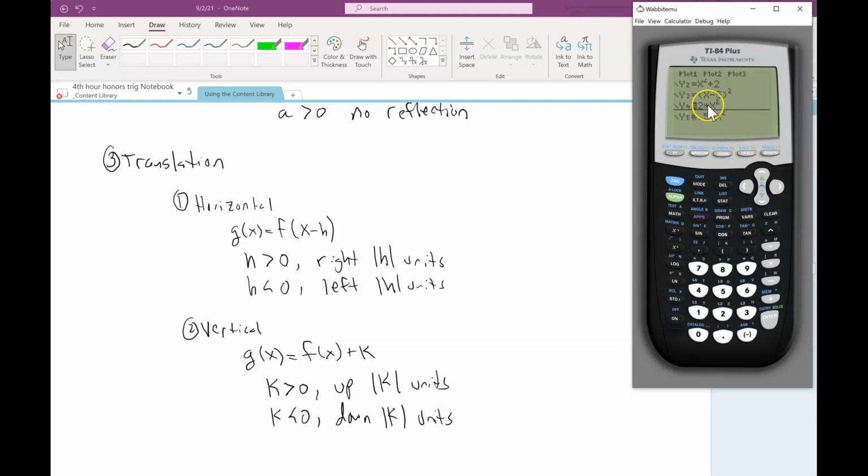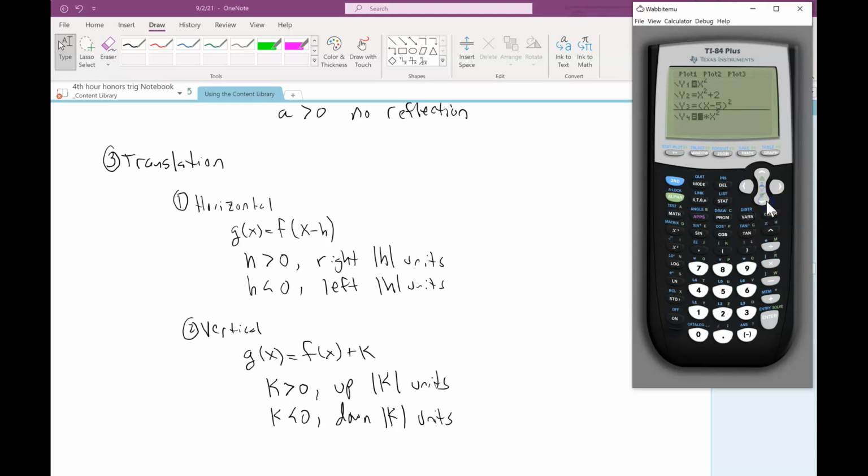Let's say I have 2 times x squared. There, that 2 is my a. Since that's bigger than 1, it should stretch it vertically, so it should get like taller and skinnier. So that's what we see there. As opposed to if I wanted to shrink it vertically, maybe I multiply by something less than 1. So that should make it like fatter and wider, which it does.